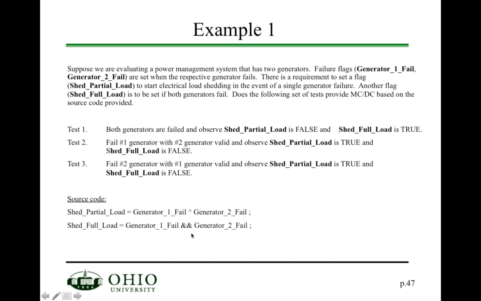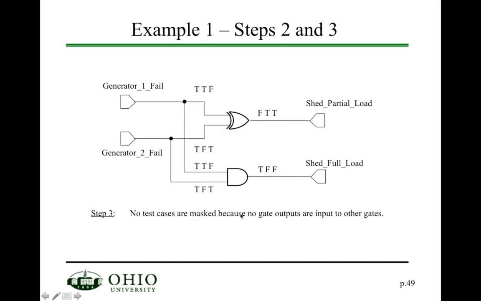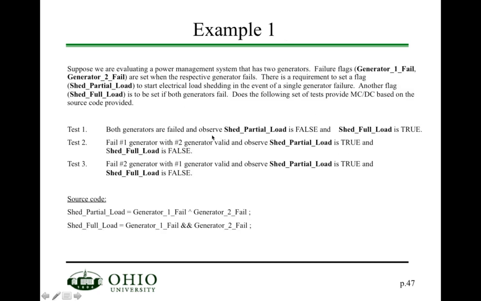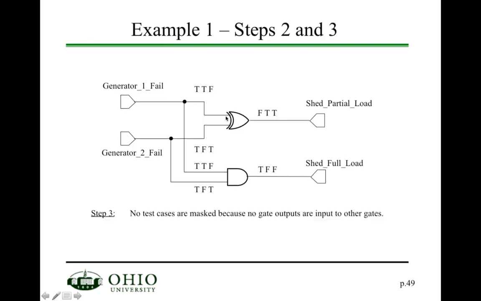Exclusive OR, AND. So then in step 2, I'm going to put the test cases at the beginning of those that I would need. What you see in this particular case is that I have 3 cases. In this case, both failed, so test case 1 would be both failed flags are true. Both are failed, so it means the flag is going to be true.